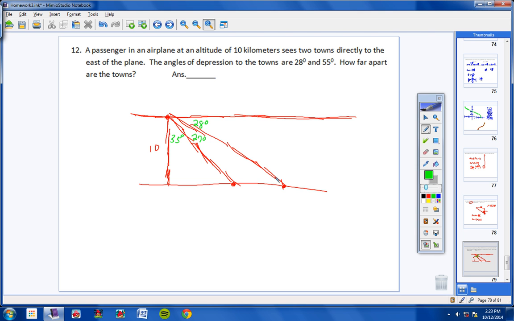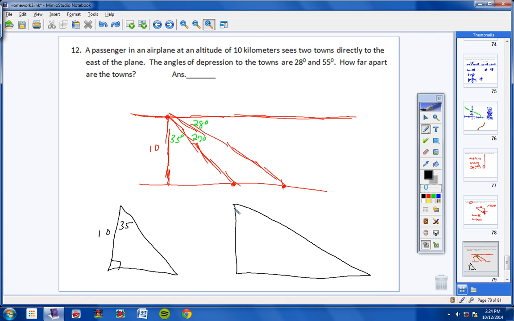Now, how far apart are the two towns? Well, look, guys, here's all you have to do. Here's one right triangle right here. Okay, watch. Here's one right triangle right here. See it? There it is. Got it? Okay, so I'm going to put that over here. Right angle, 35 degrees, height of 10. Here's another right angle. Starts here, goes all the way over, comes up to here, hits here. Okay, so I'm going to put that triangle over here.